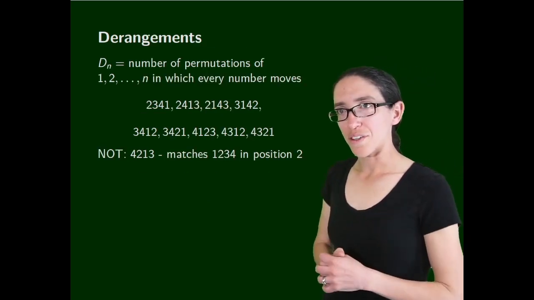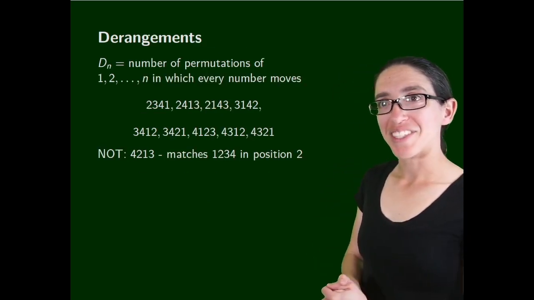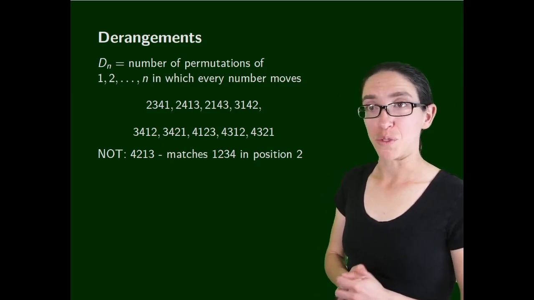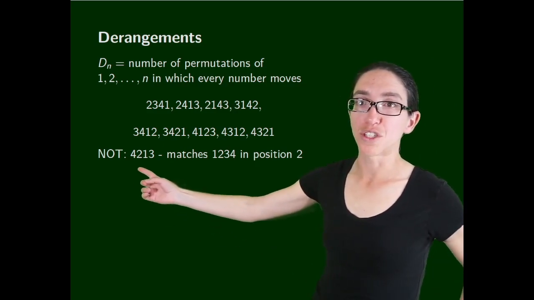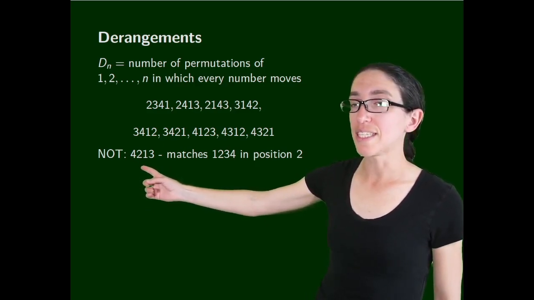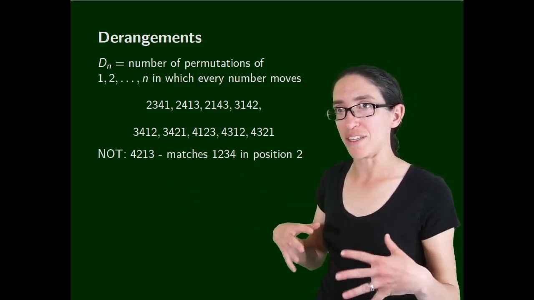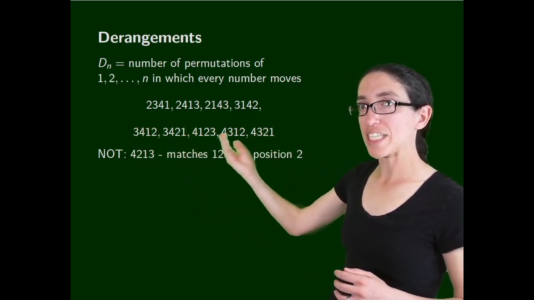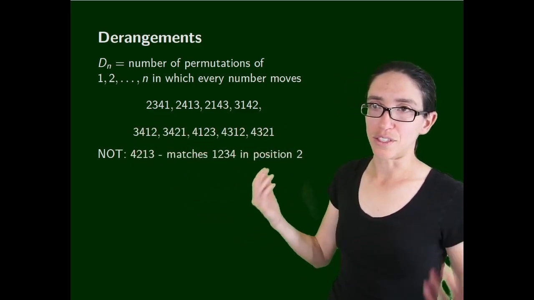Let's look at one other nonlinear recursion. Derangements. So d sub n is the number of permutations of 1 through n in which every number moves. You can't have a permutation like 4, 2, 1, 3 because 2 is still in the second position. Nobody's allowed to be in their own position that they are in 1, 2, 3, 4. So here's all the derangements of 1, 2, 3, 4 written out. There are 9 of them.